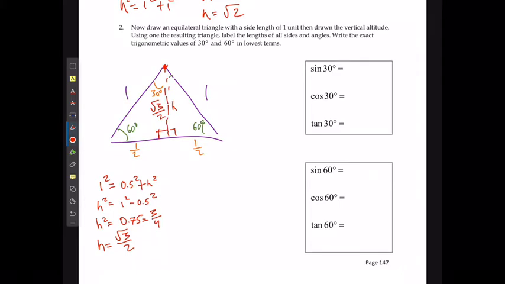Now, using one of these right angle triangles, I can solve for my ratios. I can say that from 30, the opposite is going to be 1 over 2, divided by the hypotenuse, which is going to be 1. That's still just going to be 1 over 2. The adjacent, which is root 3 over 2, divided by the hypotenuse of 1, is still just going to be root 3 over 2.